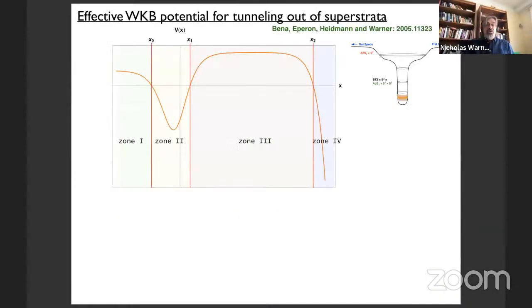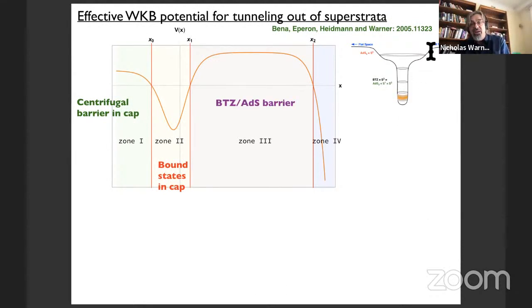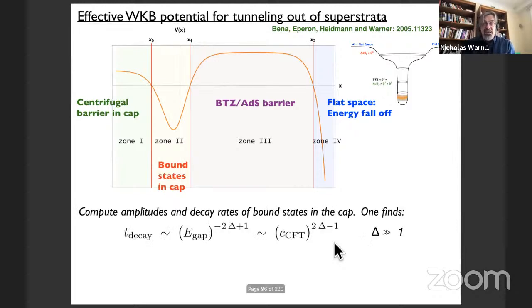Okay, so basically what you can do is you can reduce this whole problem to an effective tunneling problem in a one-dimensional potential. And there are 4 features. First of all, there's the usual sort of centrifugal barrier in the cap. Then, because you've got a deep throat and a well, there are bound states in the cap. Then there's this huge barrier you've got to climb through, which is the BTZ AdS barrier. But eventually, when you get out into flat space, there's energy dilution. You know, the quanta in flat space can have arbitrarily low energies, and this causes a very dramatic drop, in this scheme the energy falls off infinitely far. And so you can study tunneling.